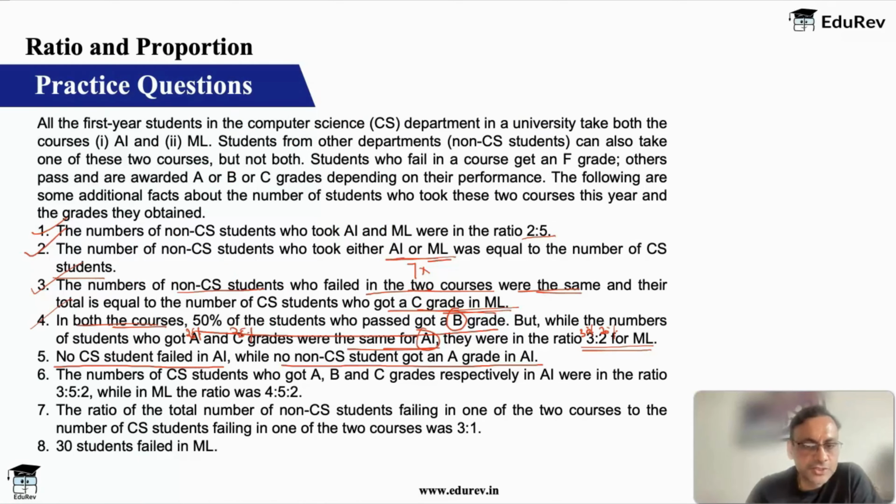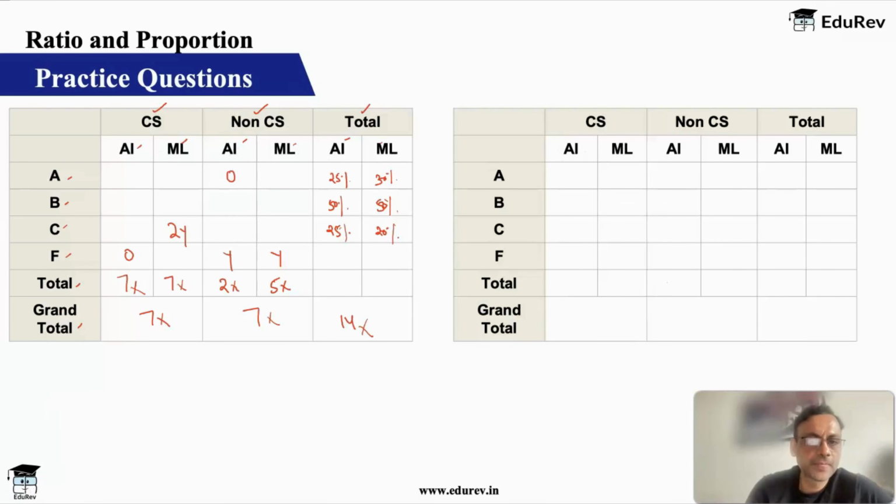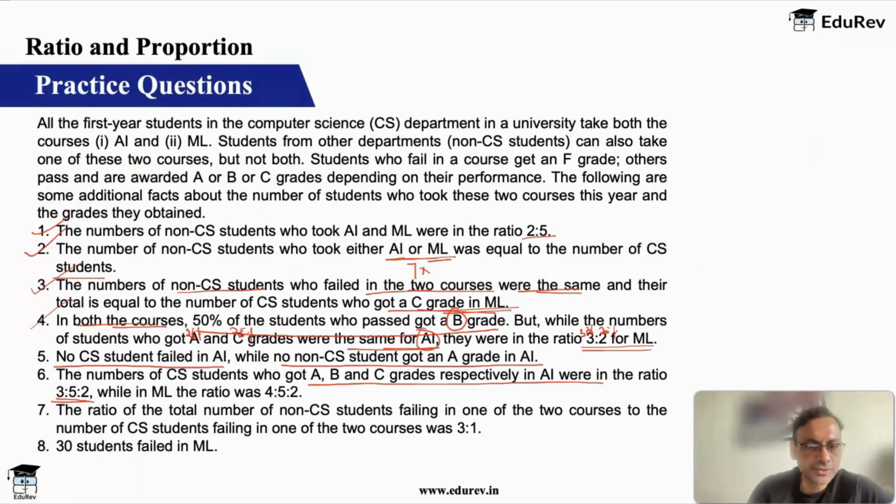The number of CS students who got A, B and C respectively in AI were in the ratio of 3:5:2. That means 3Z, 5Z and 2Z.